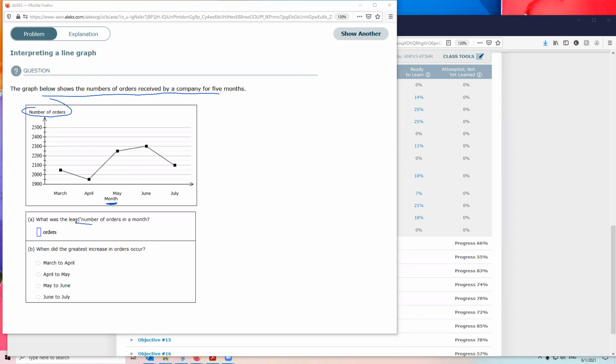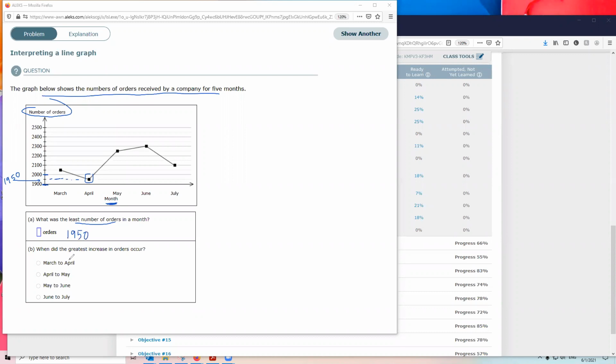All right, first question. What was the least number of orders? Well, I'm looking for the dot that's at the lowest point on this graph. You could see right here in April was the lowest point. What I have to do here is read this number that corresponds to this dot. If this line is 1900 and this line is 2000, in between must be 1950. So the answer here is 1950.